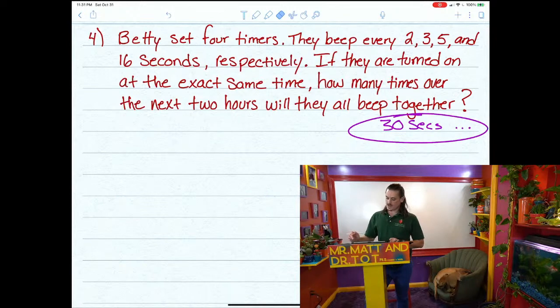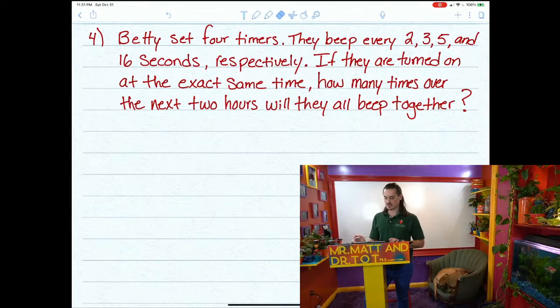Okay, so number 4 asks, Betty set 4 timers. They beep every 2, 3, 5, and 16 seconds respectively. If they are turned on at the exact same time, how many times over the next 2 hours will they all beep together? So we need to find the LCM, the least common multiple of the rates of beeping. The LCM of the individual rates of beeping would give us the rate of simultaneous beeping, or the rate at which they all beep together.